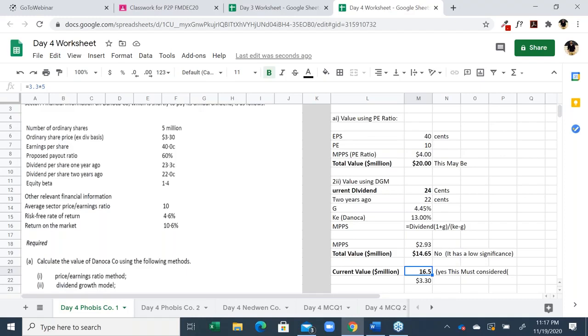So that's the Forbes company. So I urge you people to go through this question again. This is a past exam question. You should go through this question again at home and think about it.